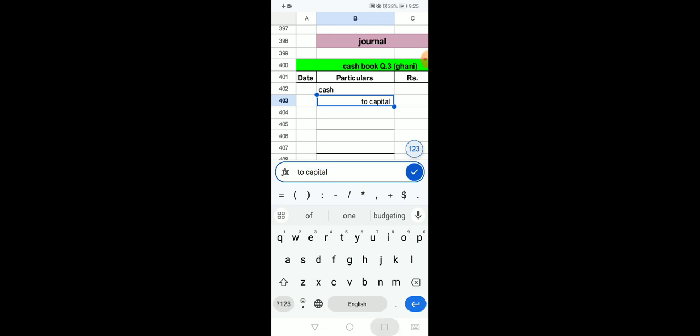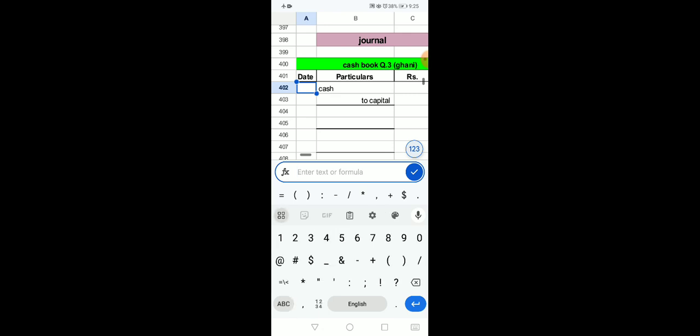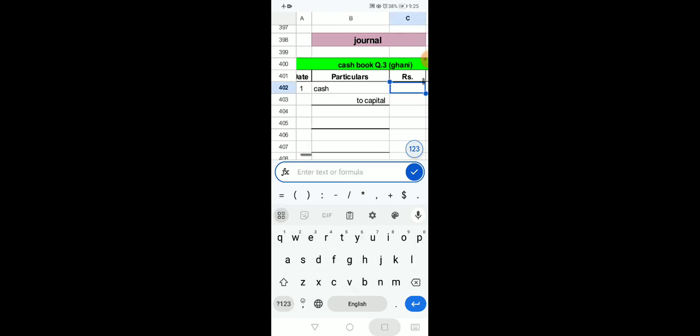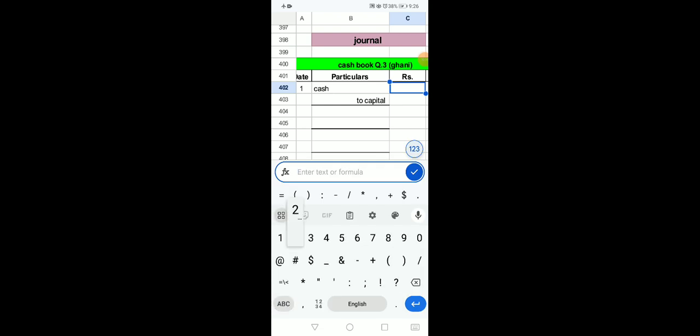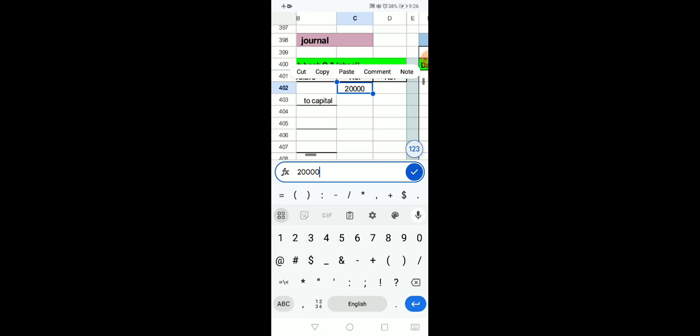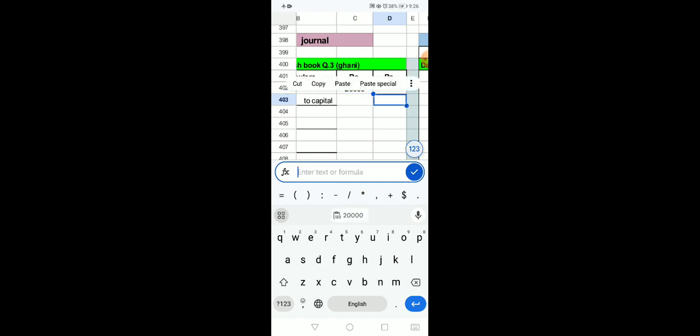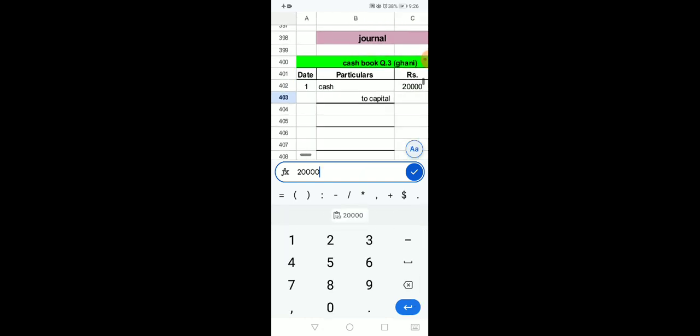Now see its date, that is 1, put the date first, 1, and now see how much amount is invested. You can see on the first entry. Okay, we can open it. This is your first entry, and you can see that the amount is 20,000. So put 20,000 over here, and the same amount you are supposed to write on the credit side. In this way, your first entry has been completed.